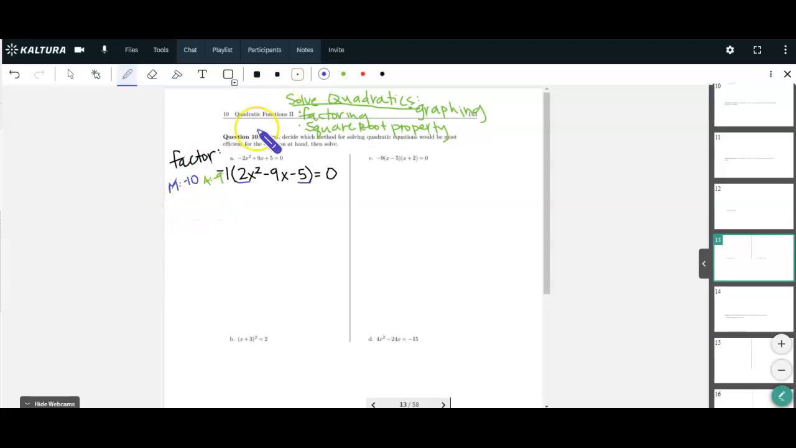So it looks like it's going to be 1 and 10, but which one is going to be negative? Which number needs to be negative? The negative 10. It would be negative. Yeah, because 1 times negative 10 gives me negative 10, and then 1 plus negative 10 gives me a negative 9. Right? That's what I'm looking at there.